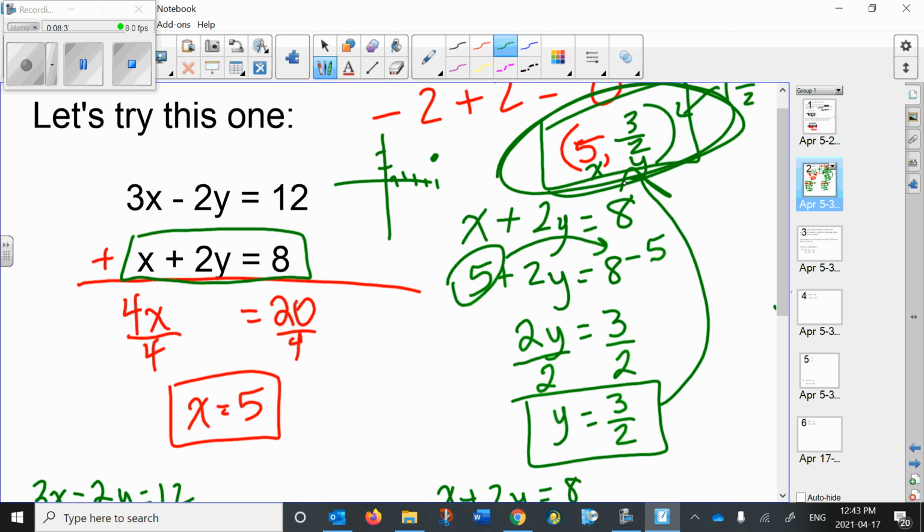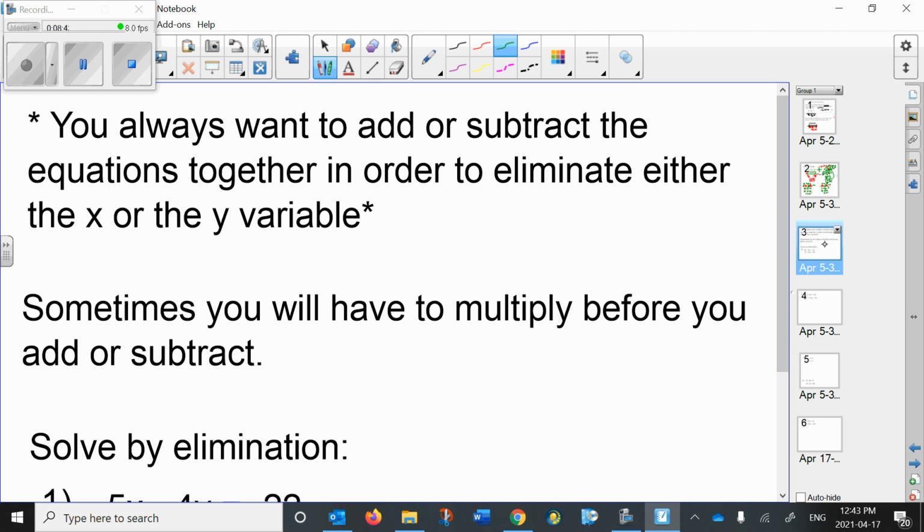Okay, so the important thing, or the main note here, is that you always want to either add or subtract the equations together in order to get rid of, or eliminate, either the x term or the y term. And for all of them, you should be able to do that, whether it's the x or the y, depending on what equation you're given. Sometimes, though, before you add or subtract, you're going to have to multiply to get them the same.